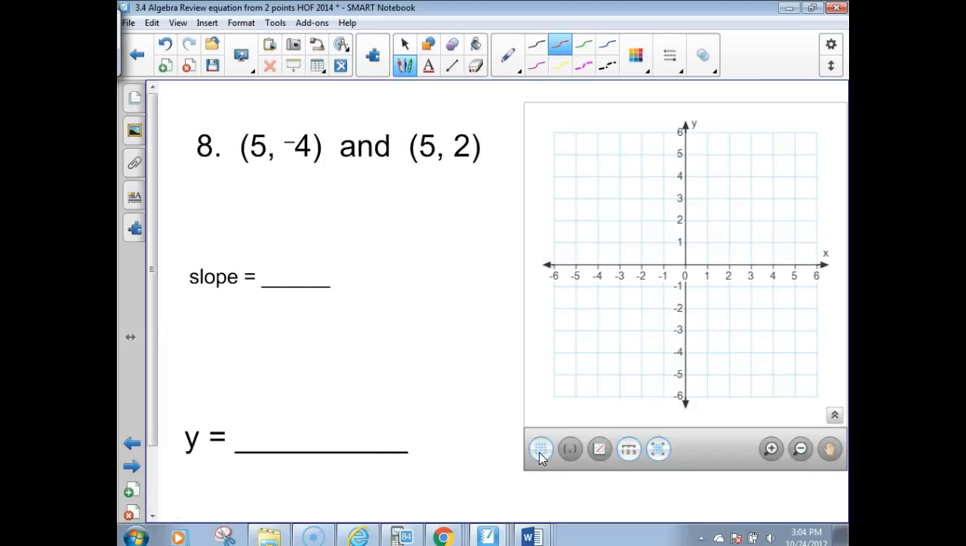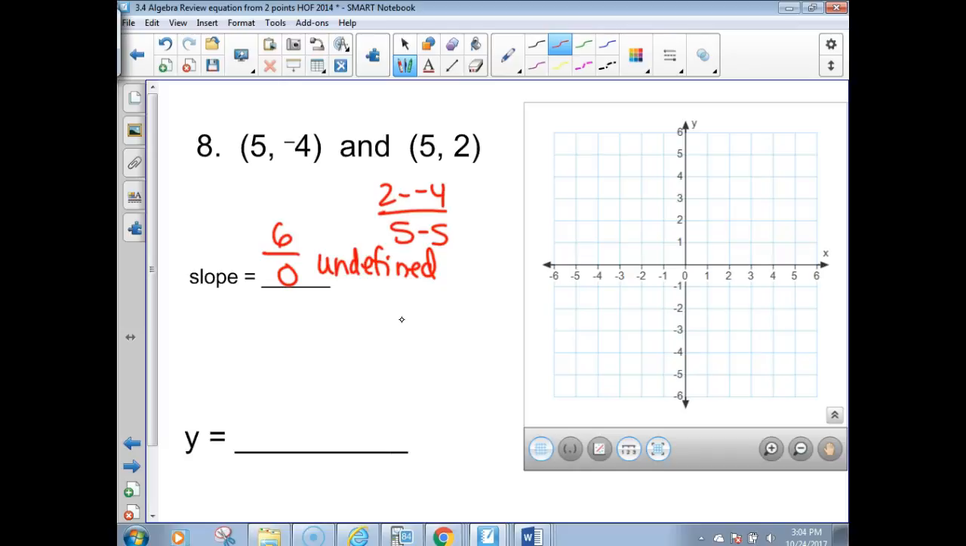Okay, number 8. How many of you did 8 already? All right, what happened? Where you get 0? On the bottom. Now, you get 6 over 0, but you can't divide by 0. So the slope is called undefined or no slope, okay? Because division by 0 is undefined.